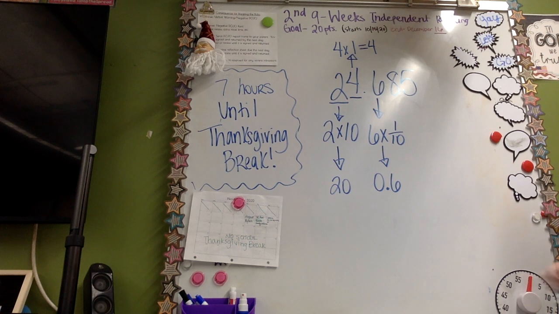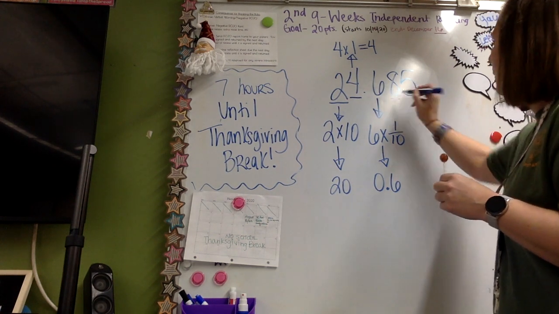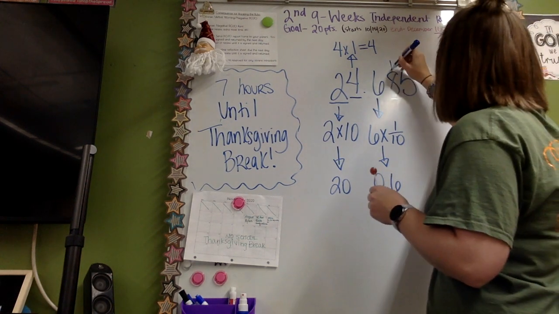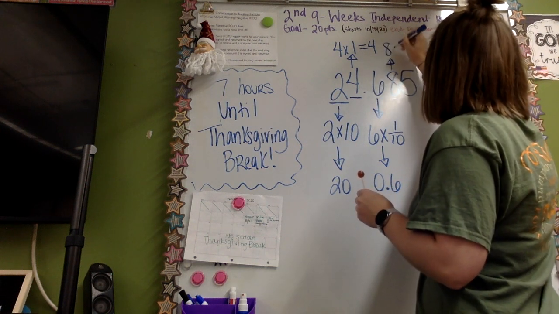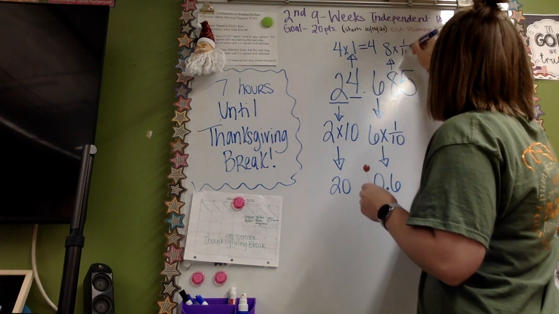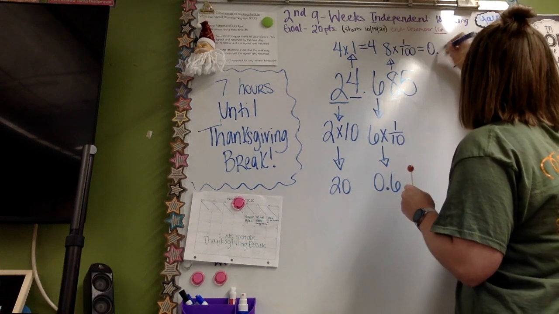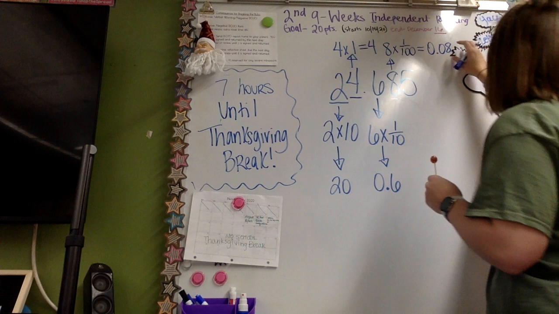Okay? Now, let's move on to our 8. What place is the 8 in? The hundredths place. So look at your paper. What is the fraction for hundredths place? 1 over 100. So this becomes 8 times 1 over 100, or 0.08.